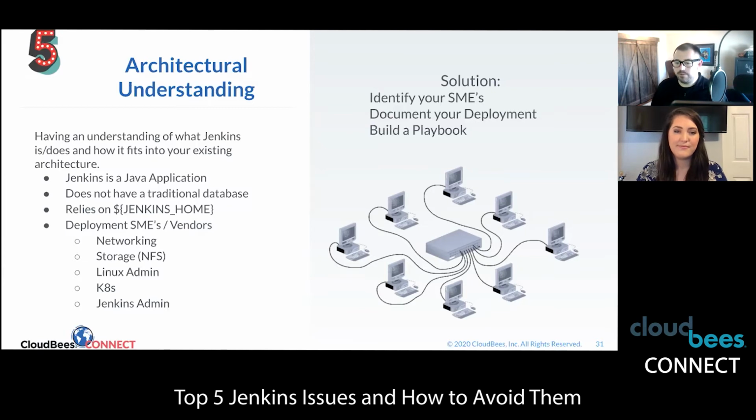We also find that many times admins don't know where to go when they have a question. Some important parts of the infrastructure are networking, storage, Linux administration, Kubernetes administration, to name a few. As a solution, we recommend identifying subject matter experts in these areas, making sure that you have thoroughly documented your infrastructure and understand where Jenkins fits in as a critical piece of your CI/CD pipeline. Lastly, ensuring that you have a playbook for when things go awry and you know who to call. Michelle, take us to number 4.